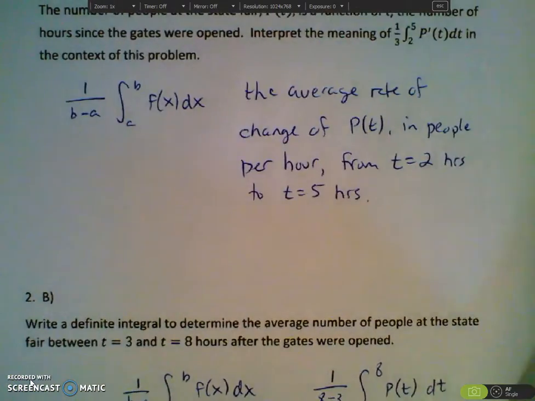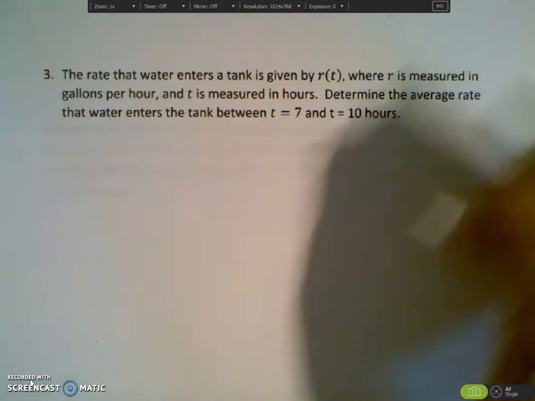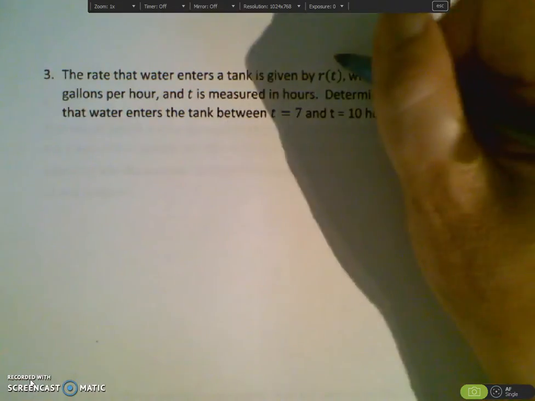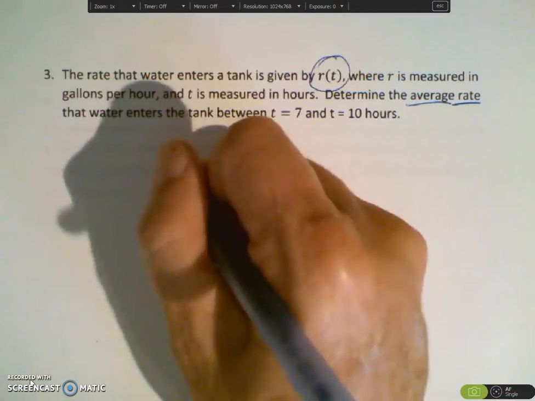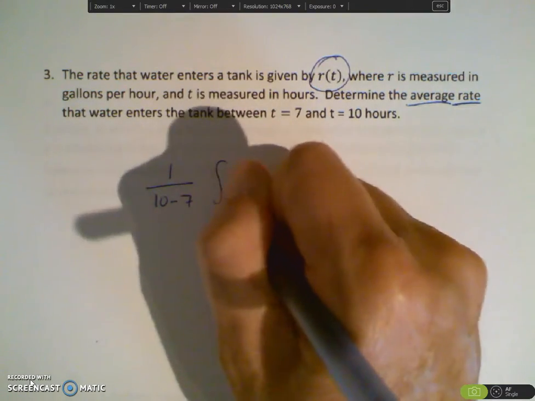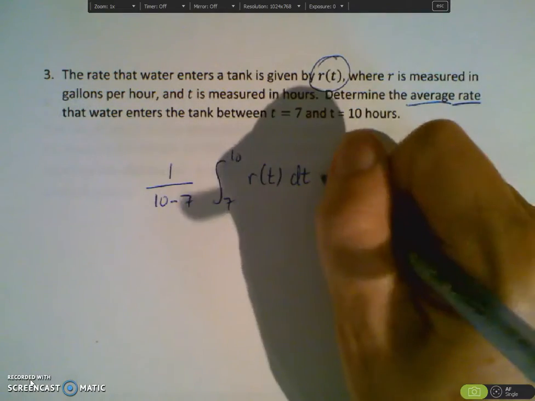Here comes our next example. The rate that water enters a tank is given by R of t, where R is measured in gallons per hour and t is measured in hours. Determine the average rate that water enters the tank between t equals 7 and t equals 10 hours. Again, I'm asked to find an average. I'm looking for the average rate. Well, R of t is already a rate, so I'm going to be doing 1 over 10 minus 7 integral from 7 to 10 R of t dt. Of course, I can simplify that.